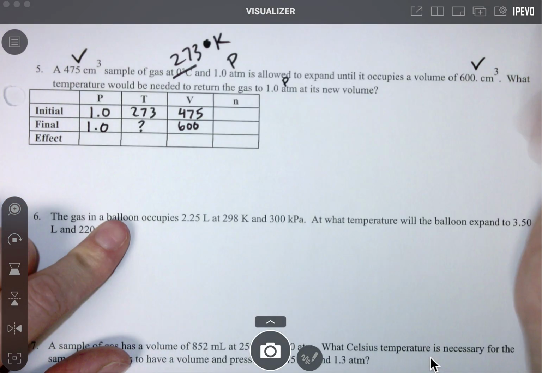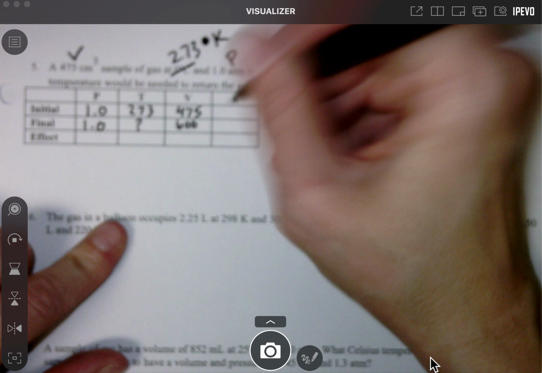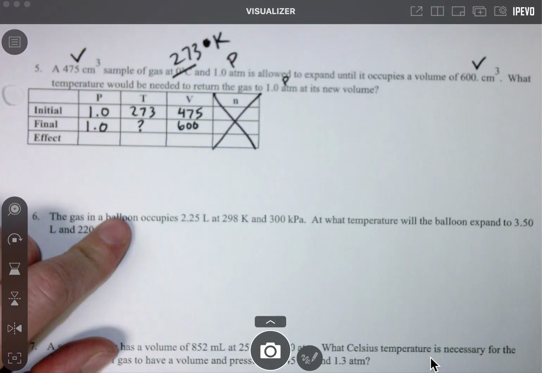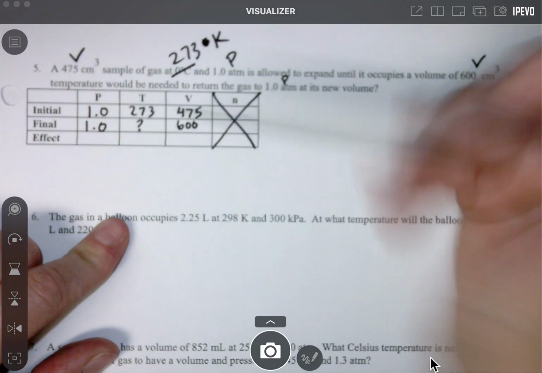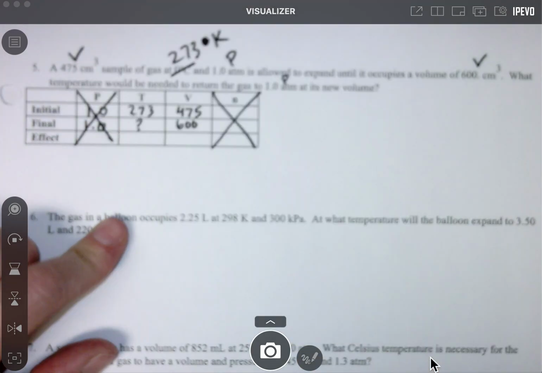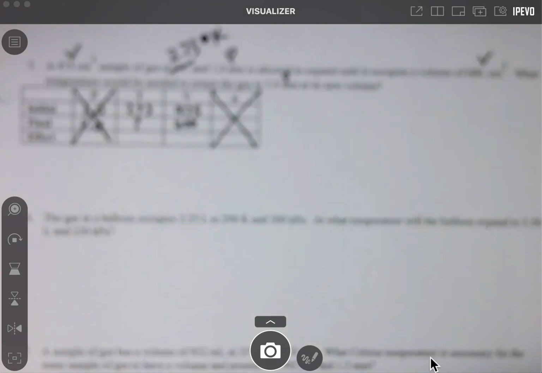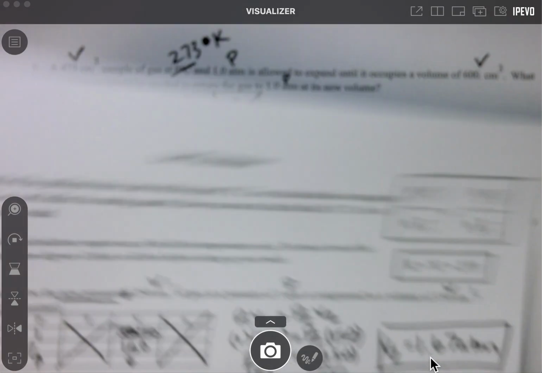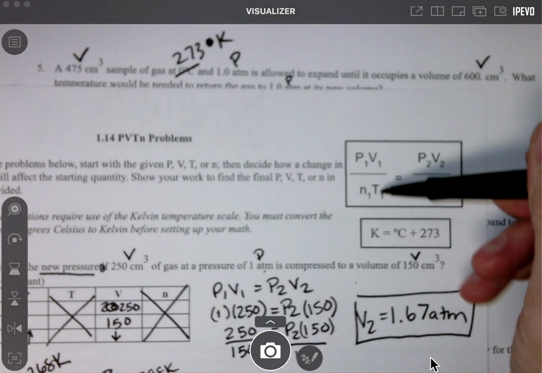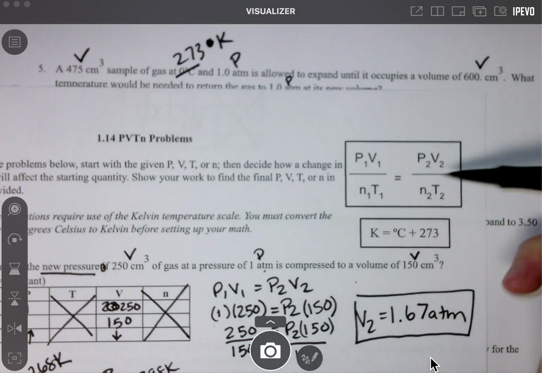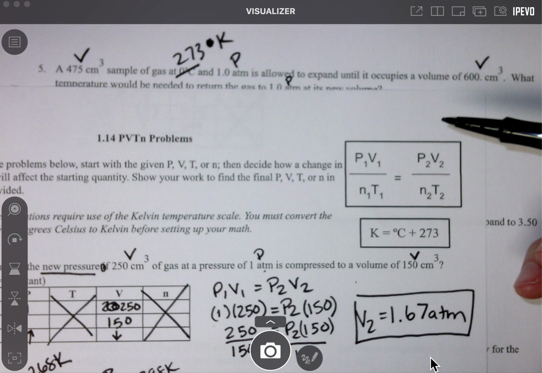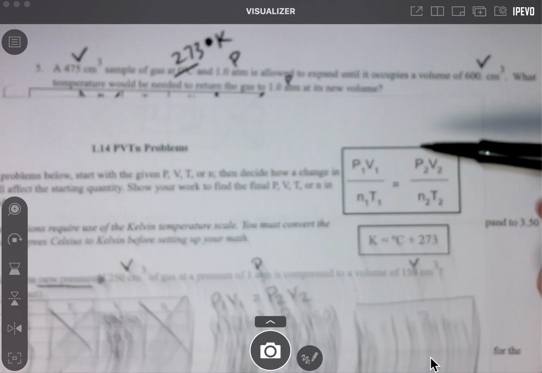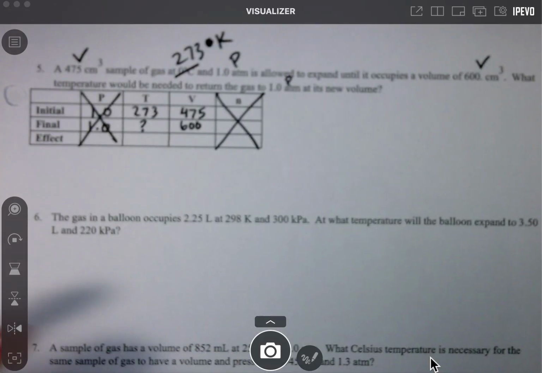And we're not given any n value, so we can cross that out and assume it's constant. Do we see how the pressure is also the same? So I'm just going to cross that out as well. Okay, so I have temperature and volume. I have this big equation, but I'm only writing the variables that are not constant. So I'm only going to write volume and temperature when I copy the equation over.